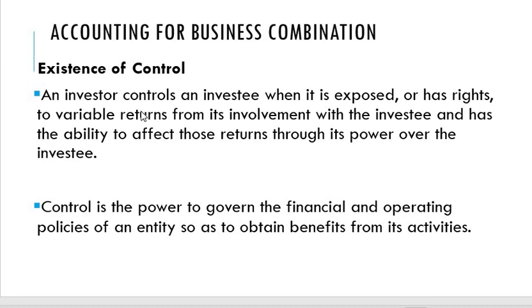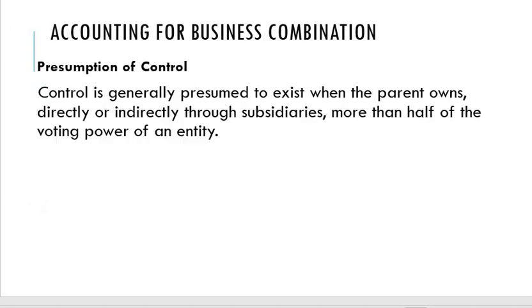Okay, so since a business combination is a transaction wherein an acquirer obtains control of one or more entities or businesses, let's look at the existence of control. An investor controls an investee when it is exposed or has rights to variable returns from its involvement with the investee and has the ability to affect those returns through its power over the investee. Or control is the power to govern, not just to participate, but to govern the financial and operating policies of an entity so as to obtain benefits from its activities.